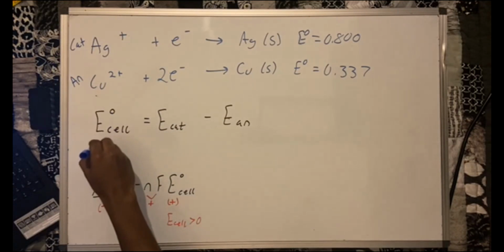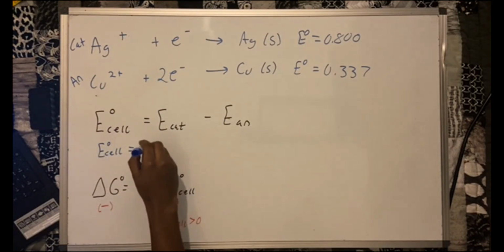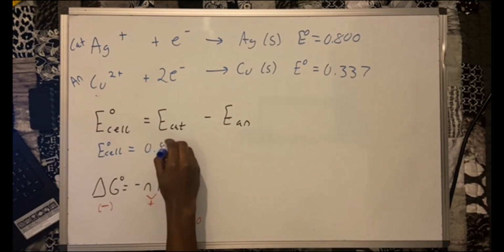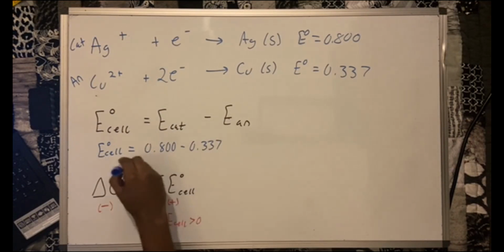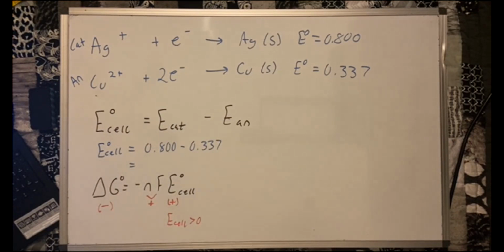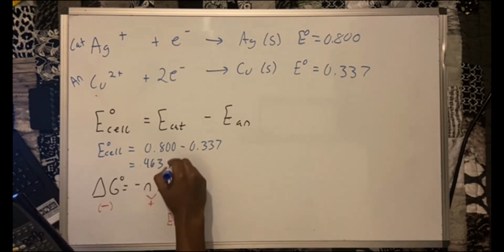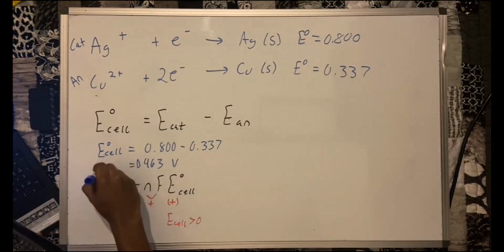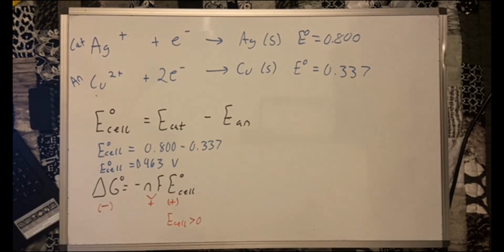So I get Eocell naught equals 0.800 minus 0.337, and you get the whatever it was, 4 point something something. Let me do it again, just in case I messed it up in the question. 0.463 volts. Is that the only way to know the cathode?